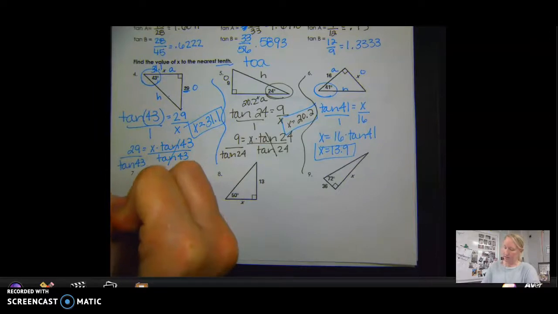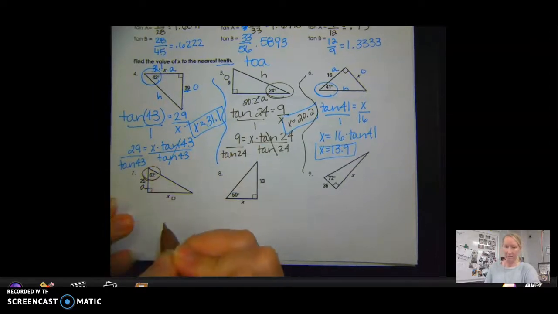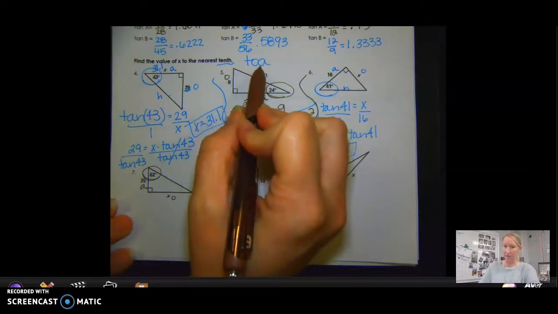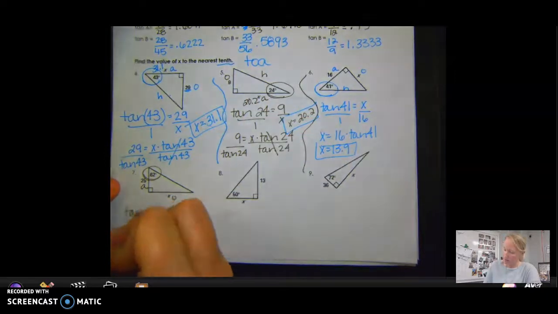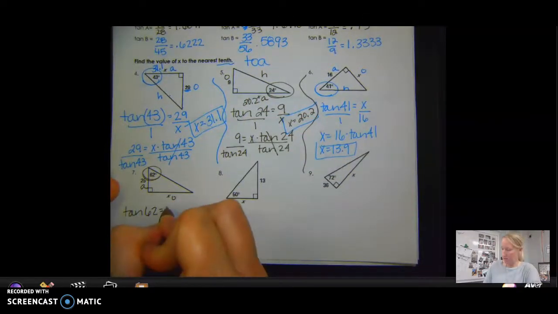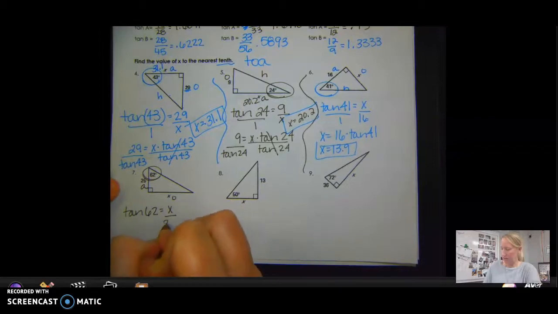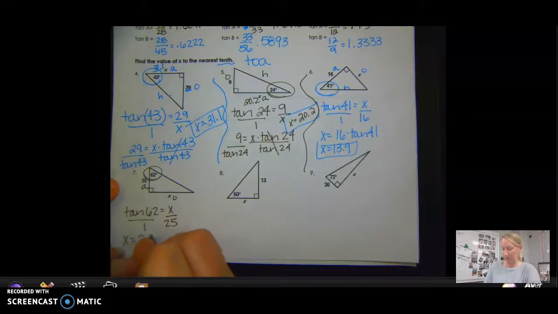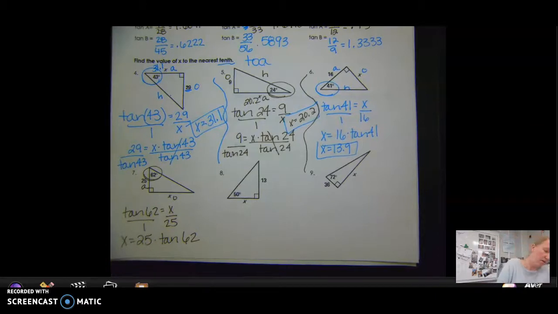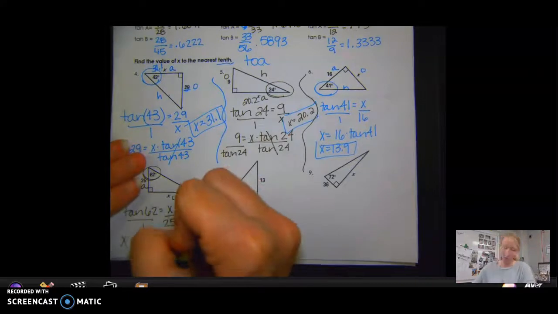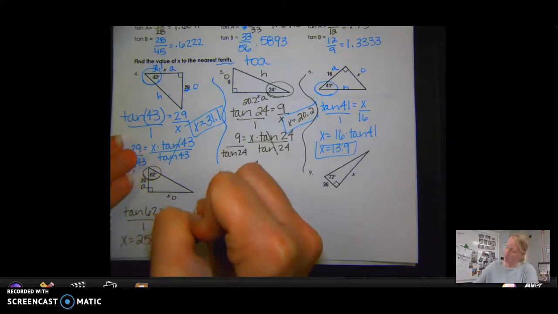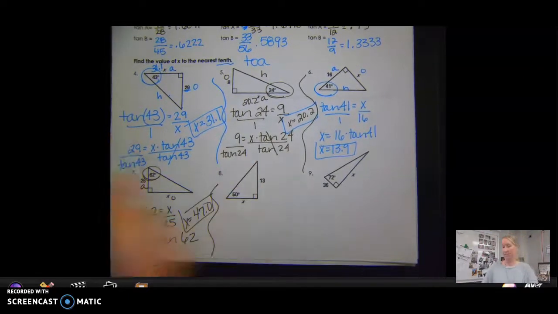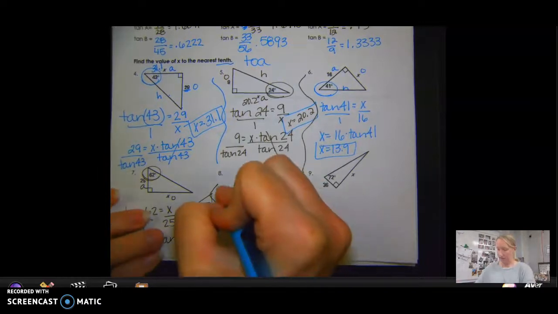Circle that angle. This is adjacent, this is opposite. It has to be TOA because tangent uses opposite and adjacent. So this would be tangent of 62 equals O, which is x, over A, which is 25. Put this guy over 1, cross multiply. So I get x equals 25 times the tangent of 62. 47.0 is that side length.